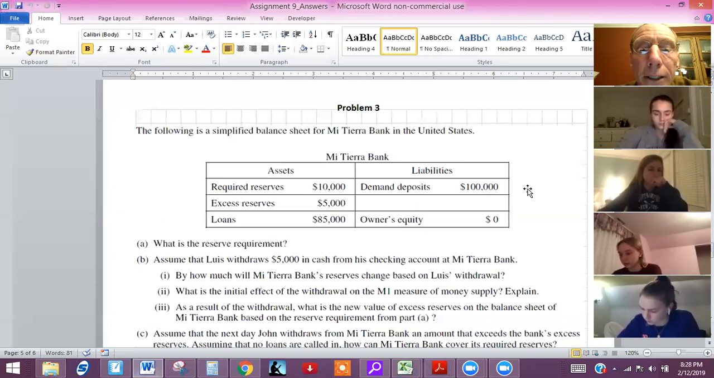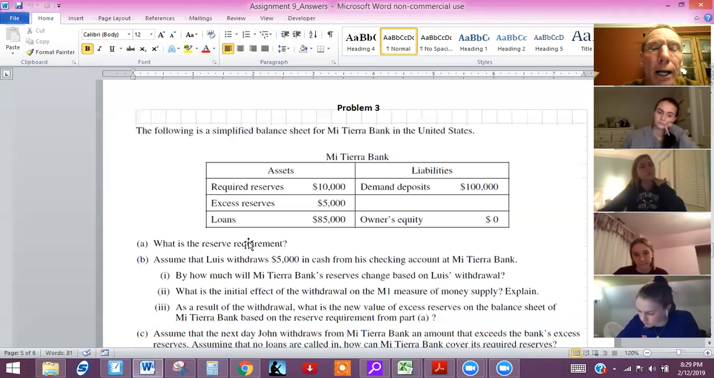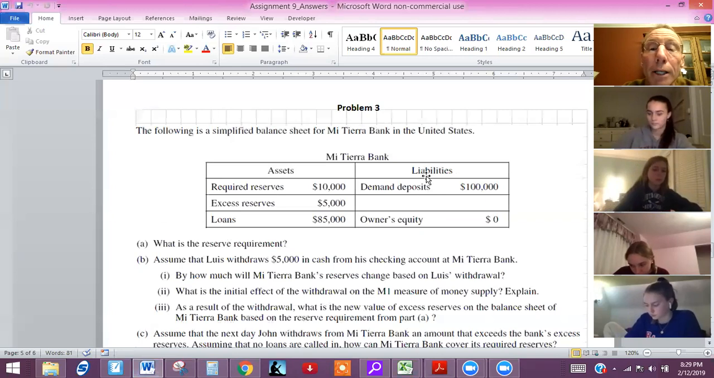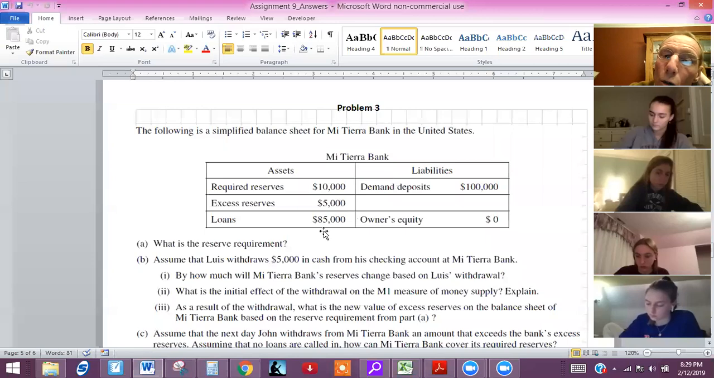It's called a T chart or a T table. I think it's actually called a T table because it's like a T, whatever. What is the reserve requirement? What they're asking here, I don't really like the question. It's a little bit vague. But you're supposed to know that the reserve requirement is a percentage of whatever your liabilities are, or actually whatever your total assets are. It's whatever either one of these are, because they have to be equal, right? So it's a percentage of.